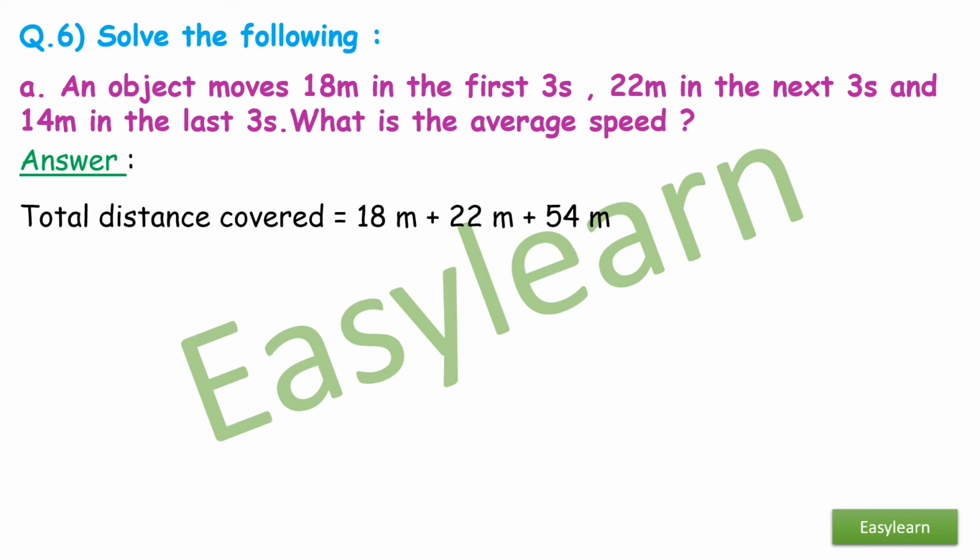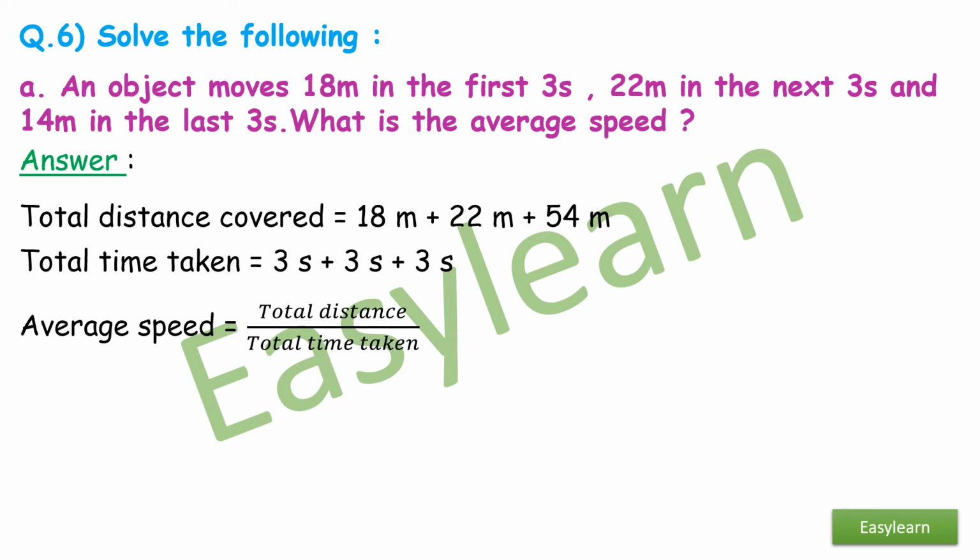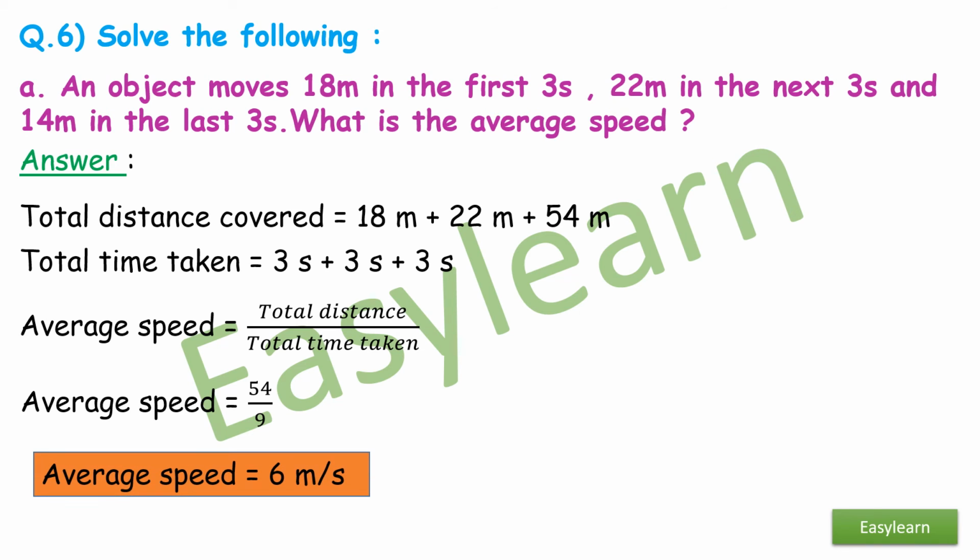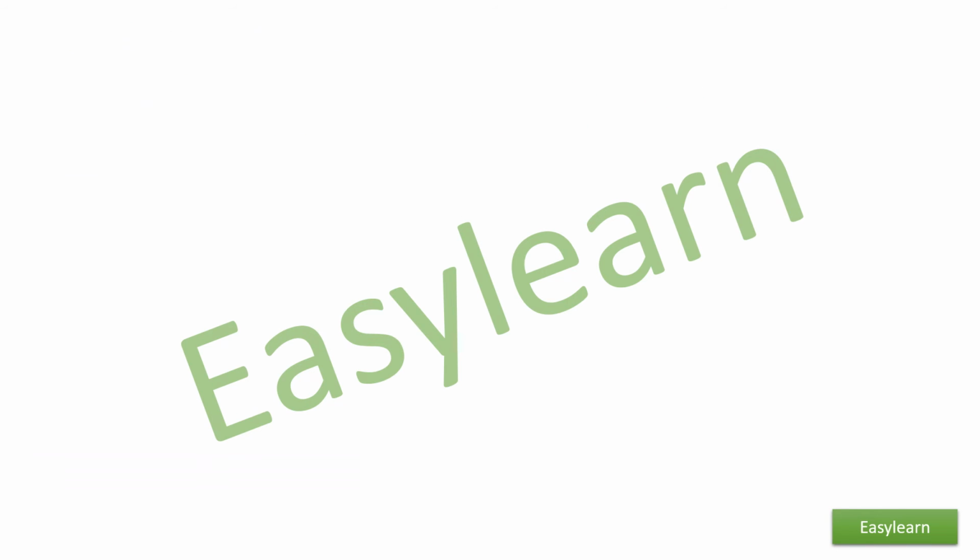Answer: Total distance covered is equal to 18 meters plus 22 meters plus 14 meters, which is 54 meters. Total time taken is equal to 3 seconds plus 3 seconds plus 3 seconds. Therefore, average speed is equal to total distance upon total time taken. So average speed is equal to 54 upon 9, which is equal to 6 meter per second. Therefore, average speed is 6 meter per second.